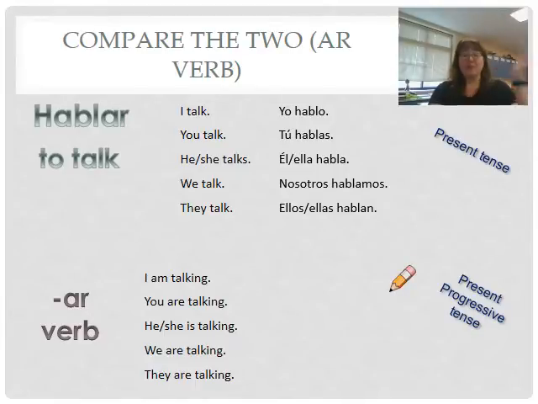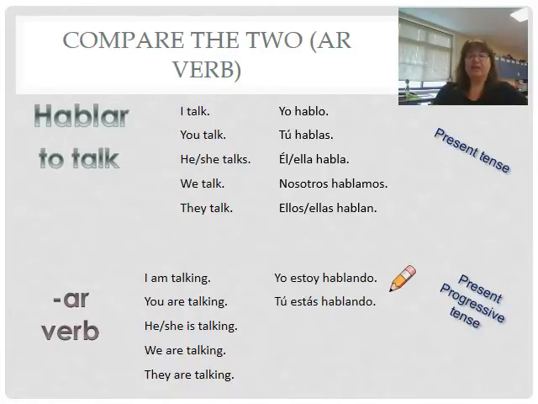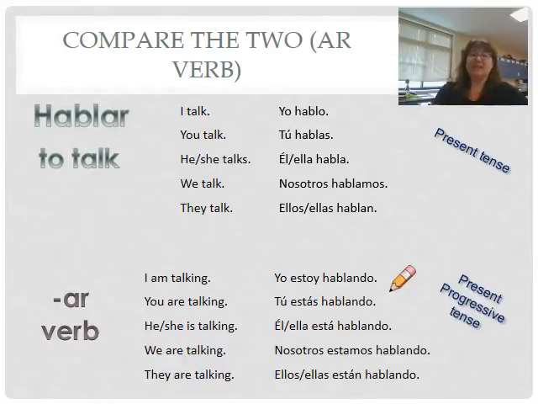Now, why don't you pause here for a second and see if you can do this on your own before I go through the answers. Okay, so hopefully you got estoy hablando, estás hablando, está hablando, estamos hablando, están hablando. So again, notice it's the NDO ending for all of these. It's just the form of estar that changed.